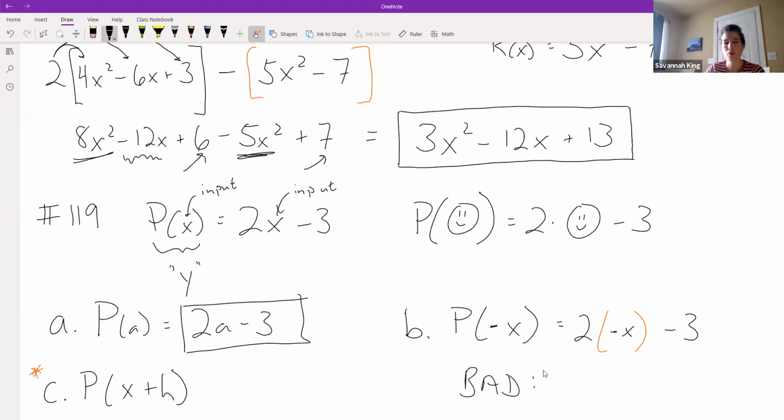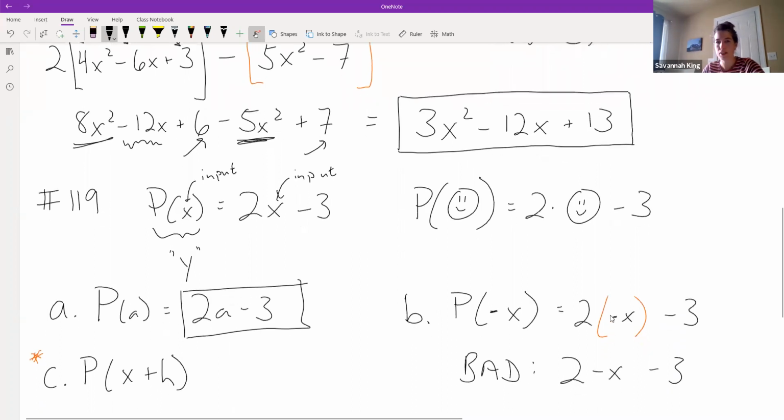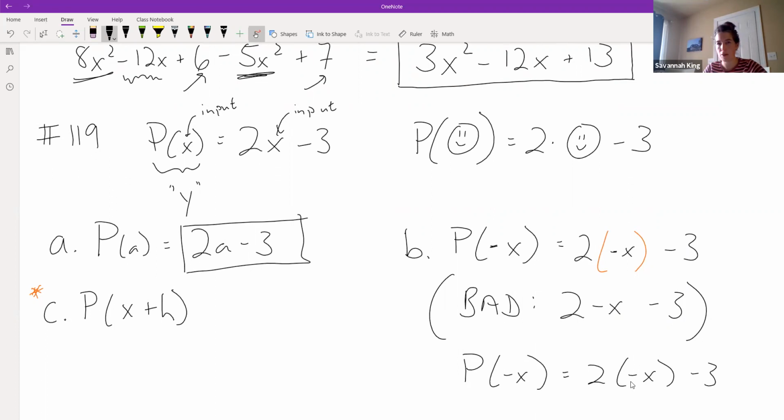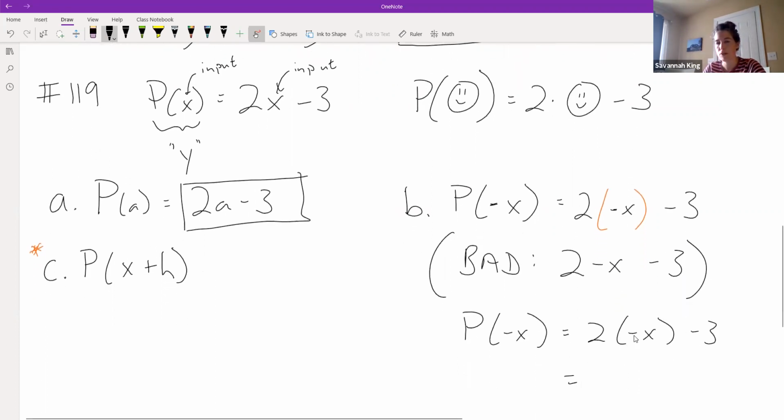What I don't want to do, this is bad. It was easy enough to just write 2 times positive x minus 3. I don't want to write 2 times negative x minus 3 without those parentheses, because the parentheses are what keep this as a multiplication problem and prevent it from turning into some kind of weird extra subtraction. So parentheses, super necessary. So if P of negative X is 2 times negative X minus 3, I can simplify this. 2 times negative X is just negative 2X. That's a nicer way of writing that. Gets rid of the parentheses.